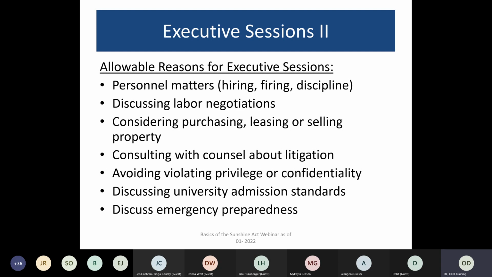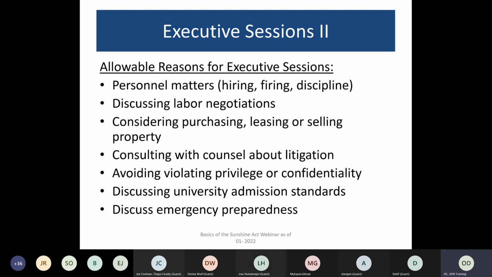Okay, reasons for executive session. Like I said, personnel matters, which would include hiring, firing, discipline. This must relate to a specific employee or a specific position. Anything related to personnel policy, like pay issues, leave issues, benefits discussion, okay, of a general nature, that would not apply to an executive session. Only specific positions, specific employees. Discussing labor negotiations. What's the board's strategy going to be? You can discuss that in executive session.